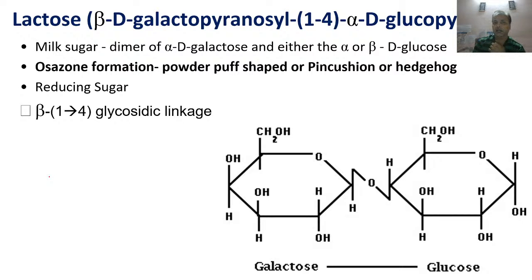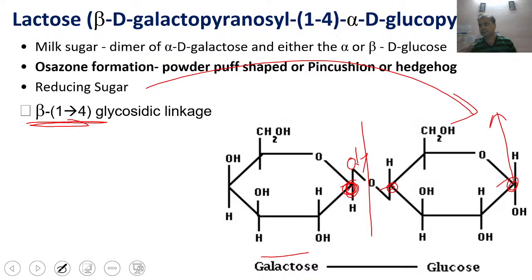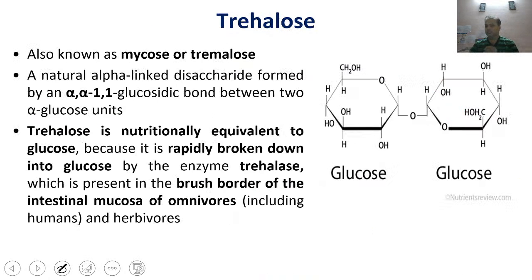Similarly, if you see lactose, lactose is also a reducing sugar, because this is galactose, which has an anomeric carbon. This is the anomeric carbon. A bond forms between the first carbon and the fourth carbon, so one of the anomeric carbons is left free. The bond is beta 1,4, because this is beta type. So beta 1,4 bonding will be there, and an anomeric carbon is left free. So it is a reducing sugar because this anomeric carbon has been left. Whenever you digest it, galactose and glucose will be separated out. This is trehalose.